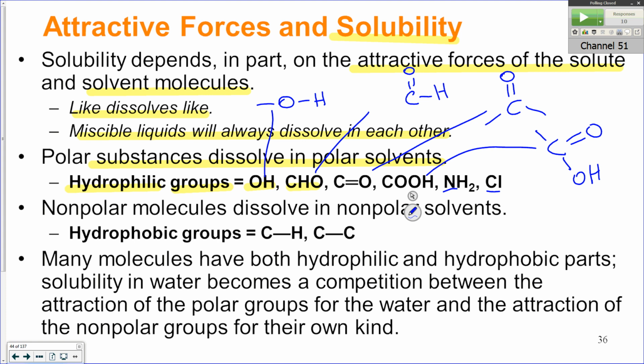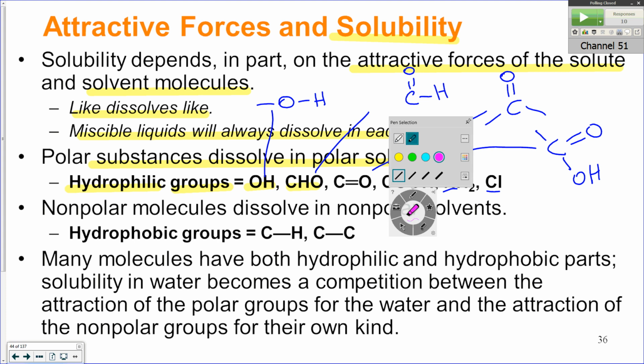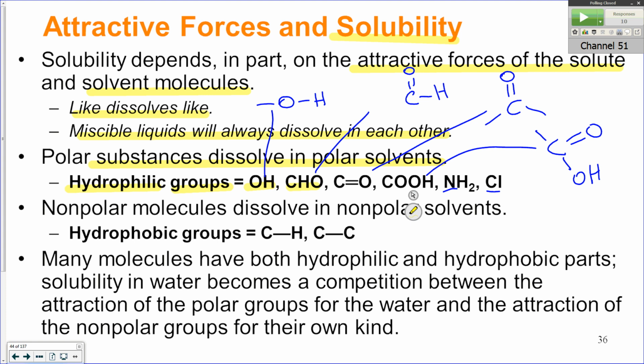Now the opposite is true. When we look at things that are nonpolar, we're looking for nonpolar solvents to dissolve them. The term we use to describe nonpolar is hydrophobic, water hating. We primarily look for two things when we describe hydrophobic or nonpolar. These are not the only things, but in classic chemistry involving carbon and hydrogen, we're looking for carbon-carbon bonds and carbon-hydrogen bonds. If those are the only types of bonds in the molecule, it's always nonpolar.